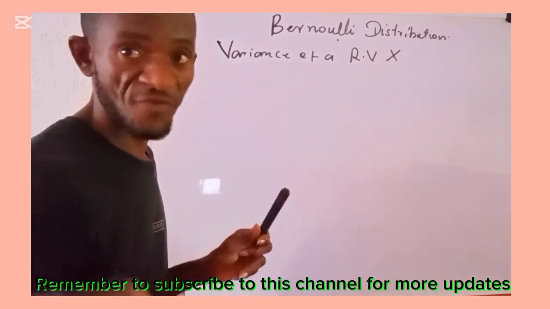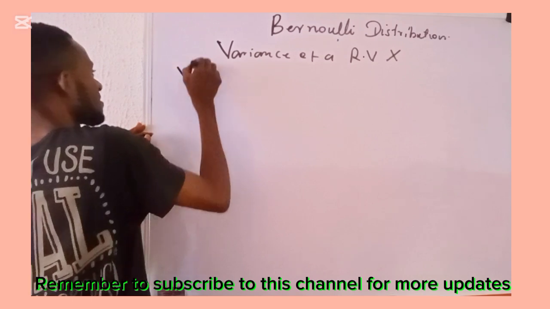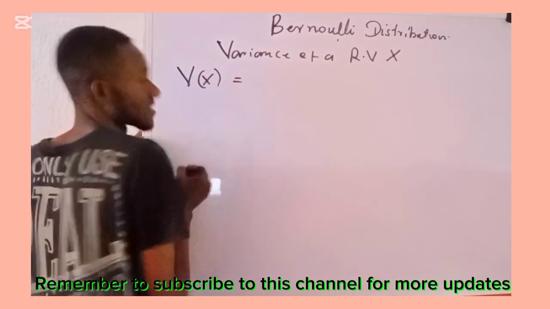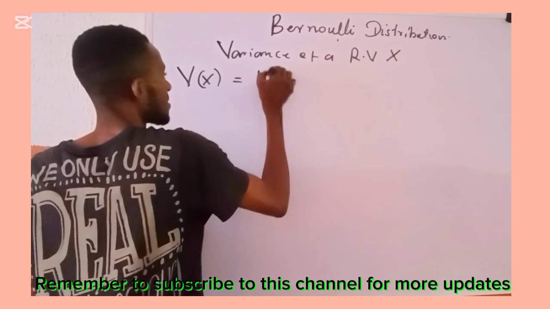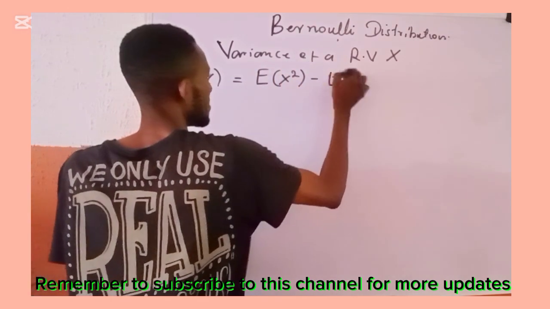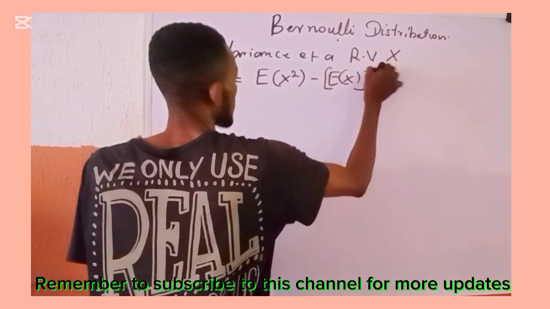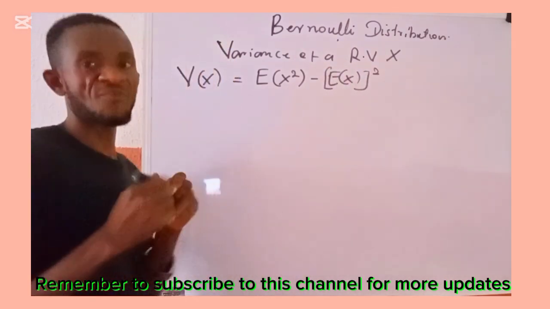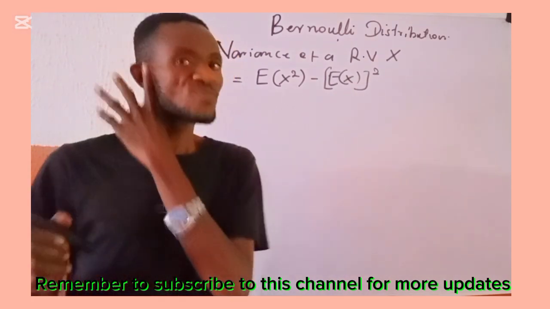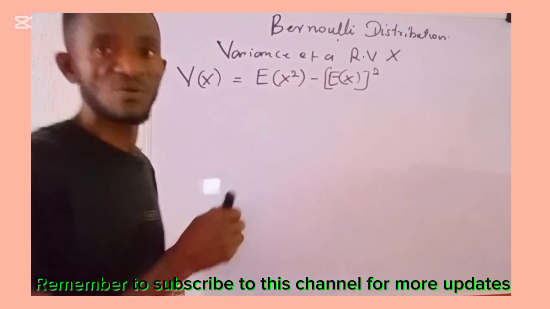The formula for a variance of a random variable X is given as V of X is given as E of X raised to power 2 minus E of X, then all in brackets raised to power 2. This is the formula with which to evaluate the variance of any random variable X. So what we are going to do now is start from this one. We now say but.